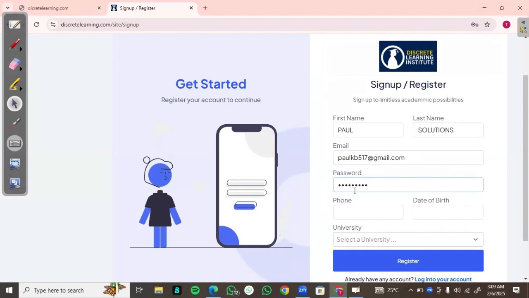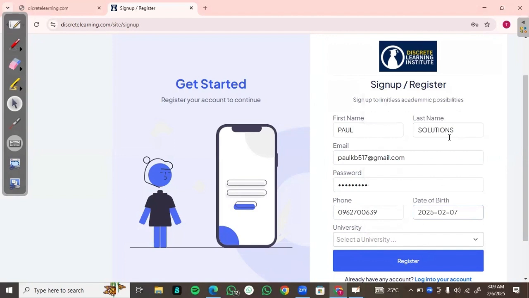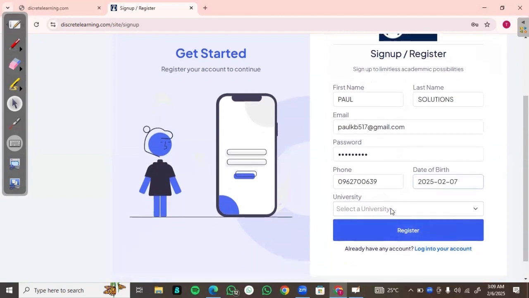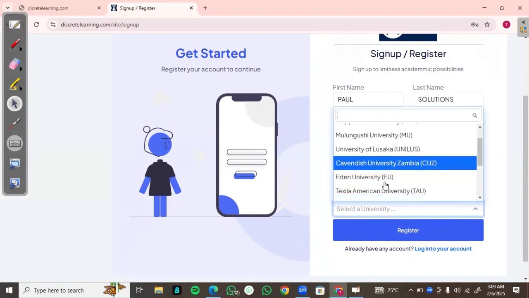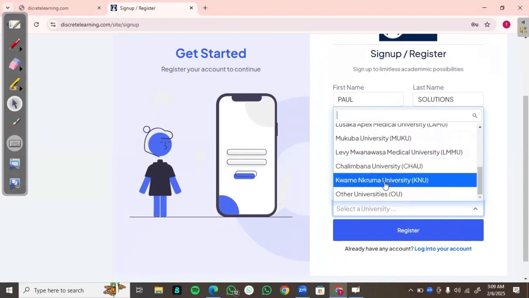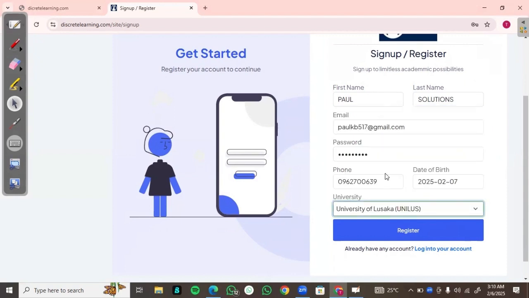You can put any password that you want there. Here you're going to type your phone number. And then here you put your date of birth. So I was born on 6th February 2025, but you can put any date of birth there. Then here you select your university. We have a lot of universities here. You can see Unza, CBU, Mulungushi, Cavendish, all these universities. You click the university that you belong to. For example, I'm going to click University of Lusaka, and then you click register.